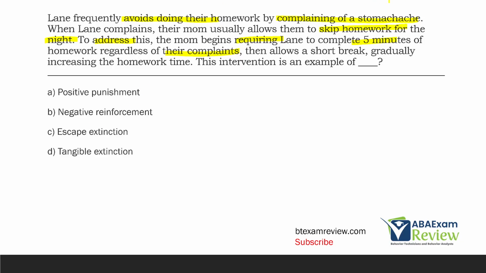Well, since Lane was getting out of doing their homework, avoiding their homework, and now they are no longer escaping or avoiding, it's going to be escape extinction. Escape is a type of negative reinforcement, but we don't know yet whether or not that short break is still functioning as reinforcement. We do, however, know the mom is using extinction on Lane and no longer providing reinforcement for complaining.